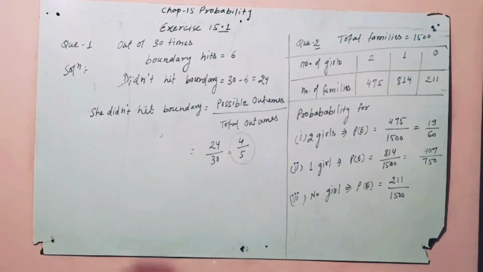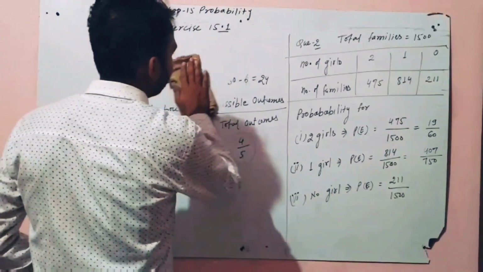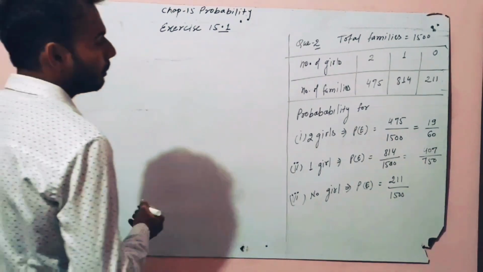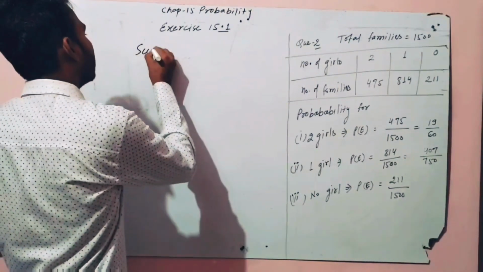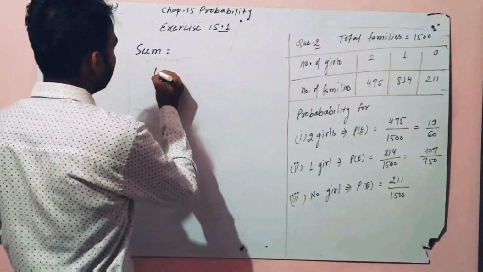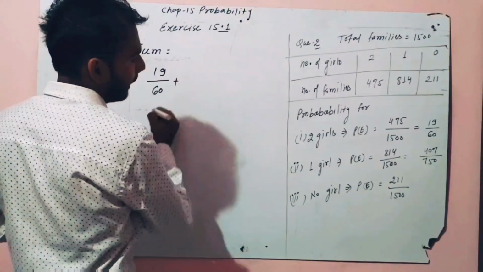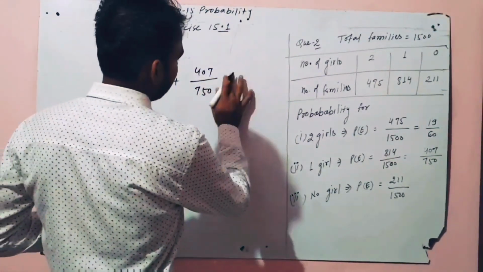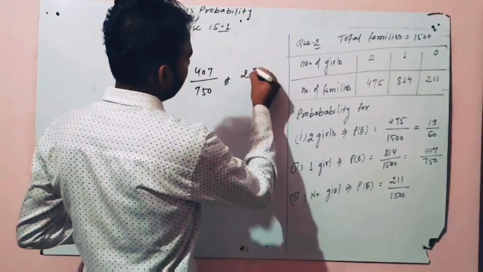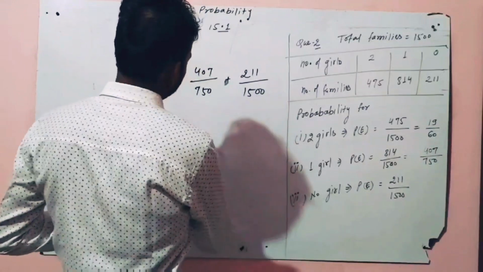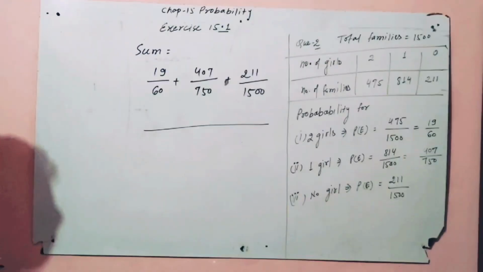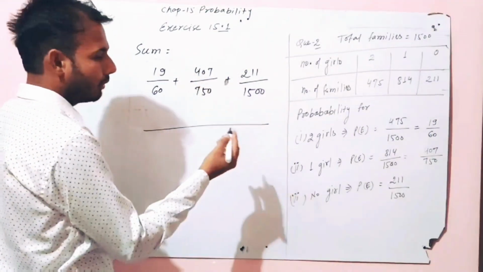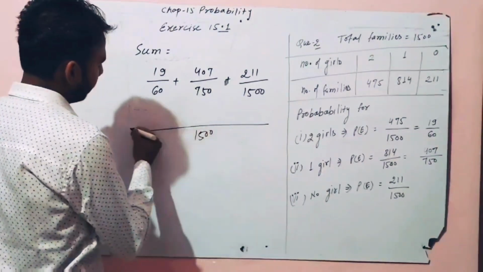After that they have asked in the same question to prove that the sum of the probabilities of all these is 1. So we need to add the probabilities and check whether it comes to 1 or not. So we will check: the sum will have 19 upon 60, then we have 407 upon 750, and then we have 211 upon 1500. As we know, 60 in the 60 table, 1500 is coming, 750 table 1500 is coming, then the LCM will be 1500.